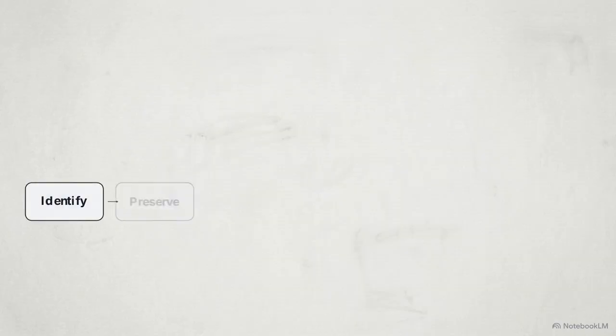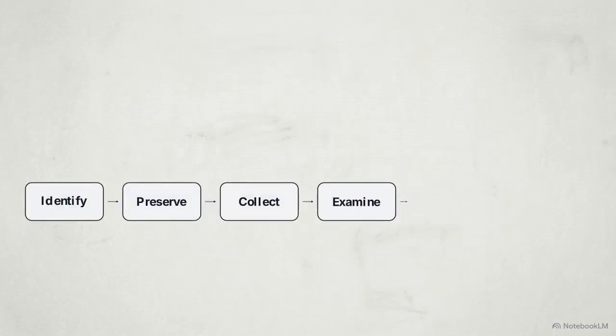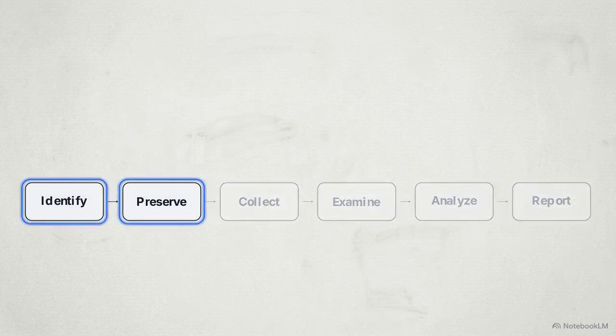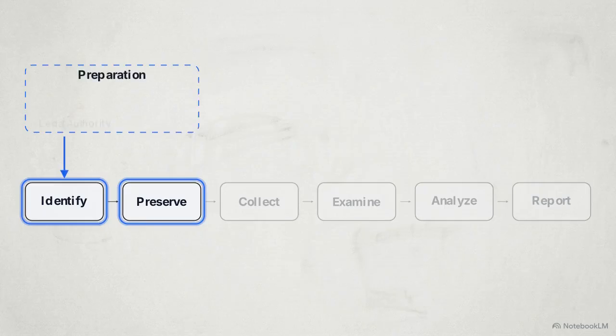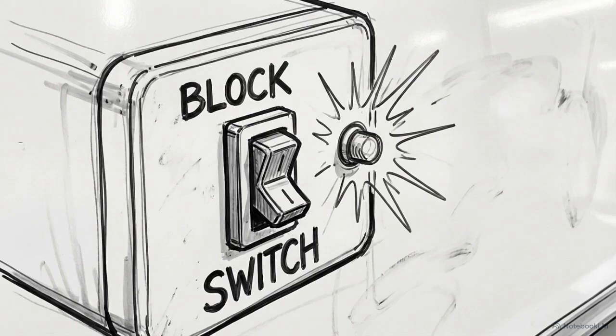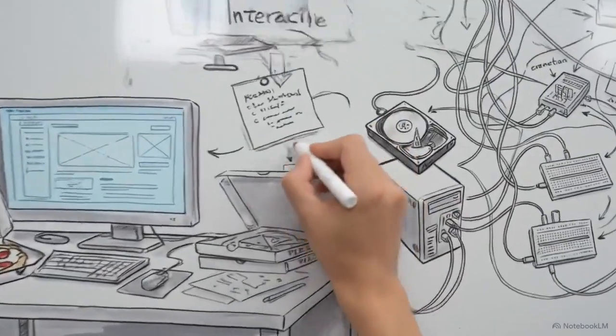This flowchart illustrates the six-phase digital forensic investigation model, dictating operations before touching a keyboard. Phase 1 is preparation. Investigators secure legal authority and assemble specific hardware before arriving. This includes tools like write blockers. A write blocker is a hardware device that intercepts and blocks any data modification commands from reaching a connected storage drive. Phase 2 is identification.